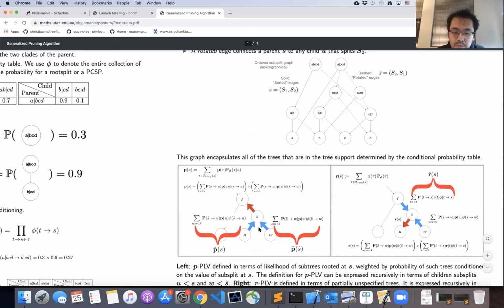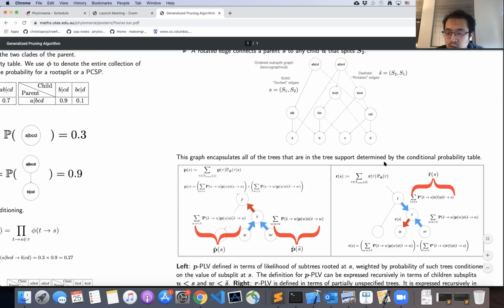So here blue arrows show the message direction. We have messages coming into S from U and W. It combines the messages from the children and passes it up to the parent. This is basically similar to the way the Felsenstein pruning algorithm works. You have messages coming up from the left and right child, you combine them using element-wise multiplication and pass it up to the parent. The difference here is that each of these nodes can have multiple children instead of just left and right child, so we have this summation to account for that.